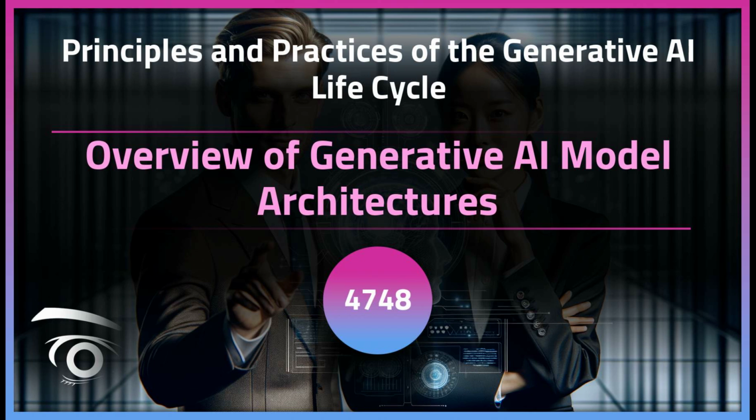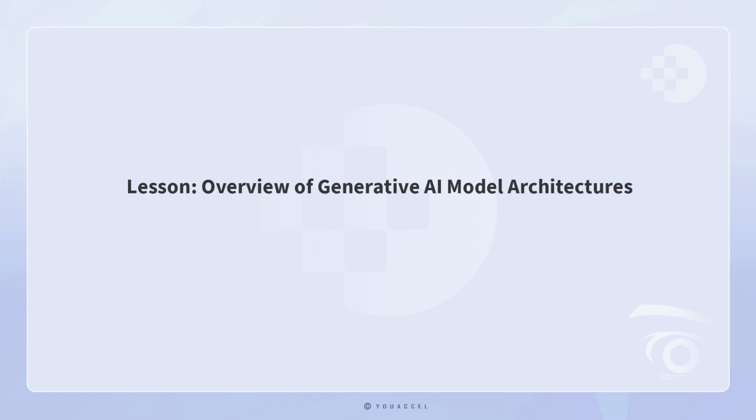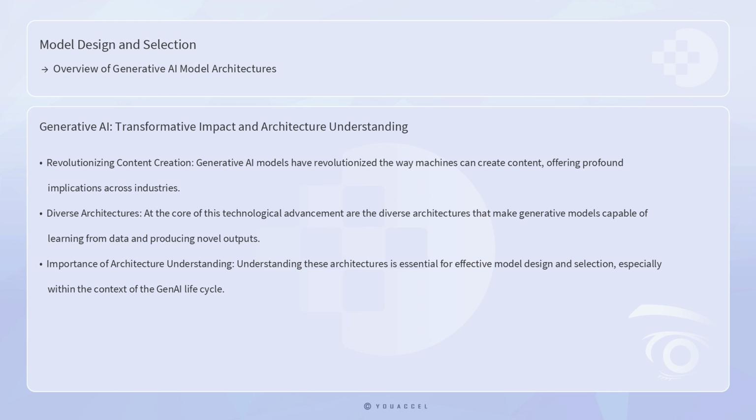Let's proceed with the lesson. Lesson: Overview of Generative AI Model Architectures. Generative AI models have revolutionized the way machines can create content, offering profound implications across industries. At the core of this technological advancement are the diverse architectures that make generative models capable of learning from data and producing novel outputs, whether text, images, music, or other forms of media.